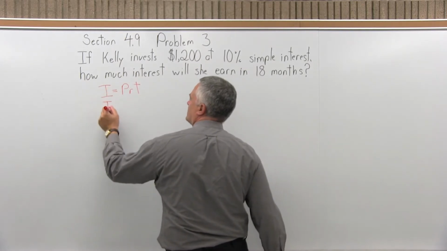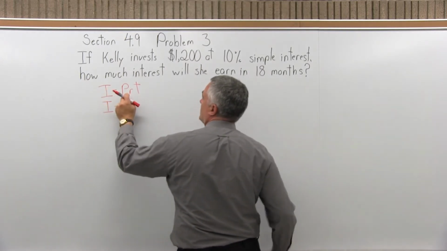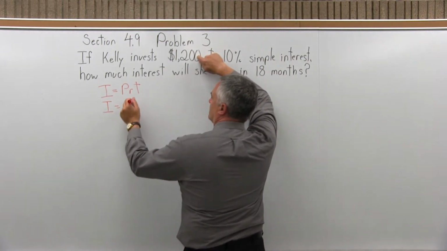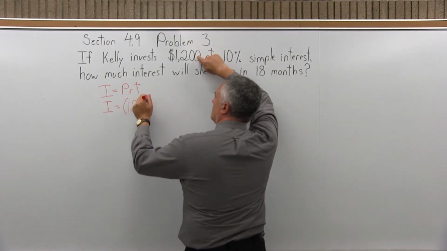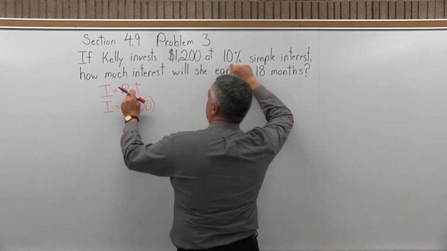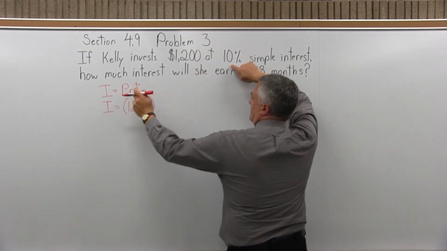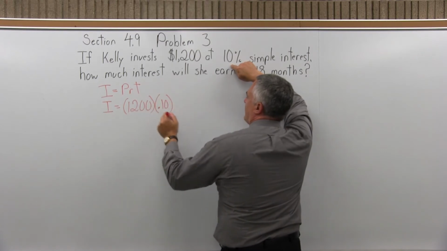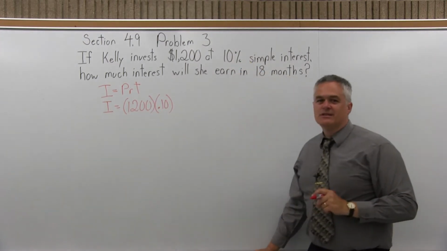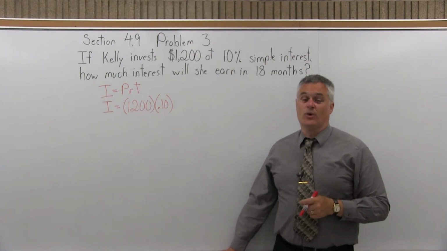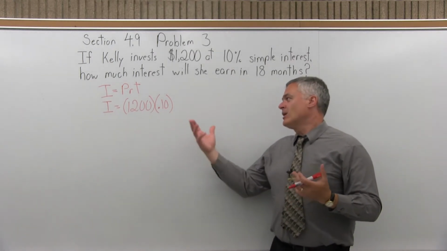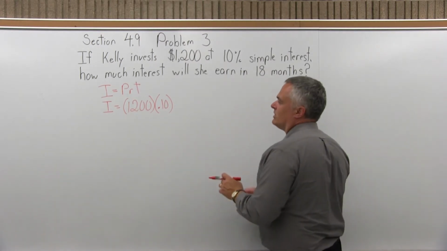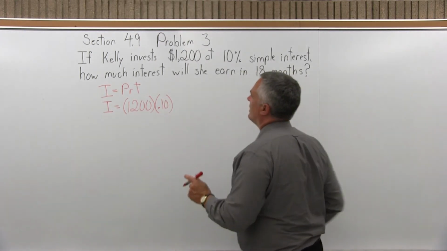So I is the interest earned, that's what we want to find. P is for principal or initial investment, which is $1,200. R is the rate as a decimal, so it's the 10%, but as a decimal, you can't put in 10, it's 0.10. And you don't really need the 0 at the end. You can just call that 0.1. That's the same as 0.10. But a lot of times, 10% just looks nice if you make it a 0.10, but you really don't have to. You can make it a 0.1.